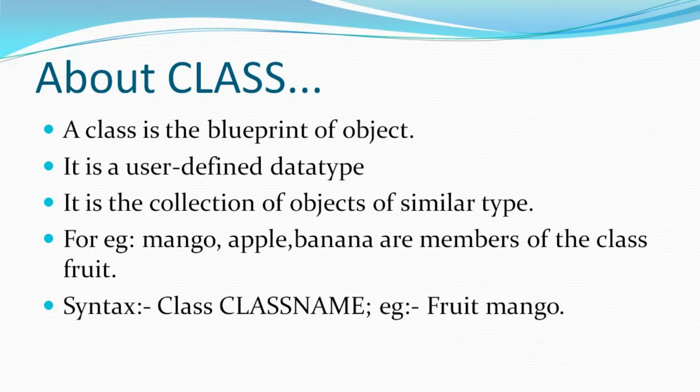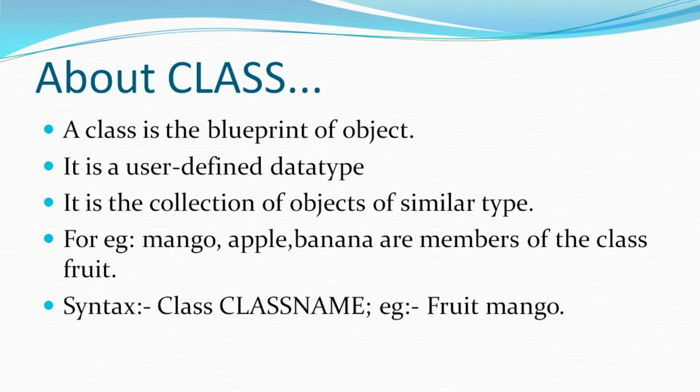So what is that? A class is the blueprint of an object. A class is a user-defined data type. That means a class doesn't hold any values, but it is a kind of data type. It is a user-defined data type in which there is a collection of objects. So a class is basically a collection of objects of similar type.